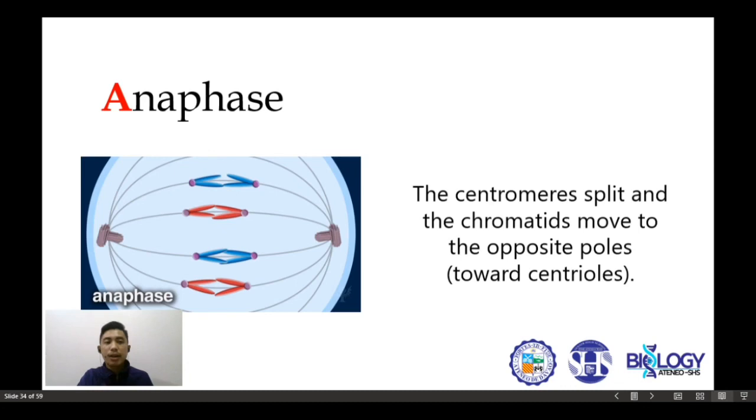Next, after M phase is anaphase. This is where the centromeres, or the central region of the chromosomes, break apart, so the sister chromatids separate into individual chromatids. These individual chromatids are pulled away from each other by the spindle fibers, with the help of the centrioles, toward the opposite poles of the cell. Remember, in anaphase A, they are being pulled away toward the opposite poles.